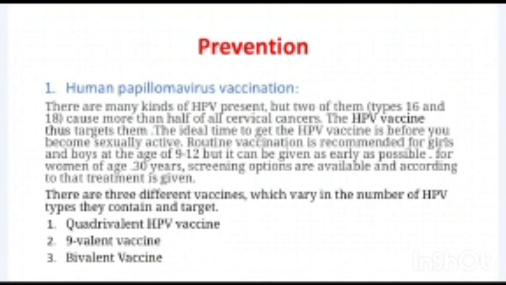Routine vaccination is recommended for girls and boys at the age of 9 to 12, but it can be given as early as possible. For women of age 30 years, screening options are available and according to that, treatment is given. There are 3 different vaccines which vary in the number of HPV types they contain and target. First is the quadrivalent HPV vaccine, second is the 9-valent vaccine and third is the bivalent vaccine.